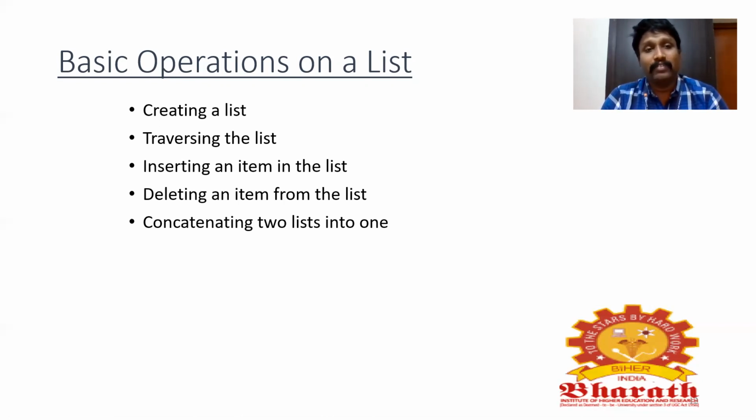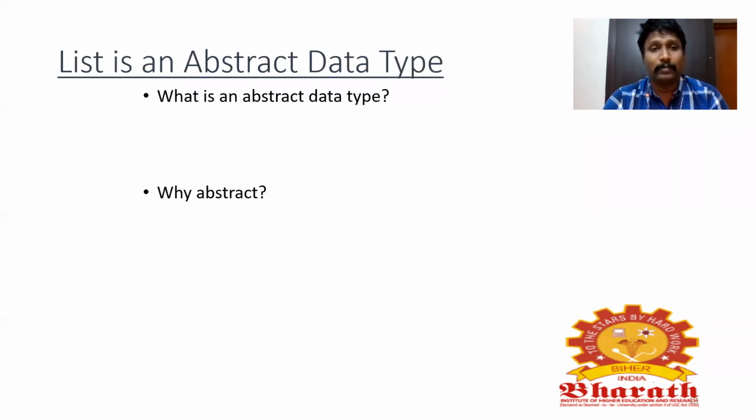So these are the 5 different operations which can be performed on a linked list. The basic 5 operations: creating a list, traversing the list, inserting an element in the list, deleting an element from the list, and the last one is concatenating 2 lists into one. That is about the basic operations.